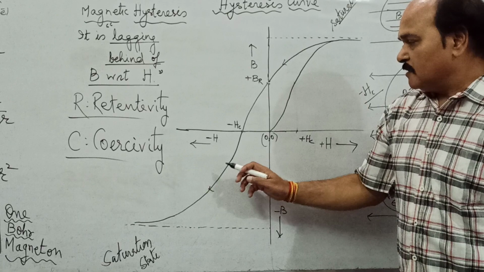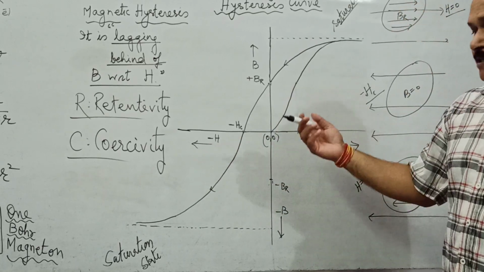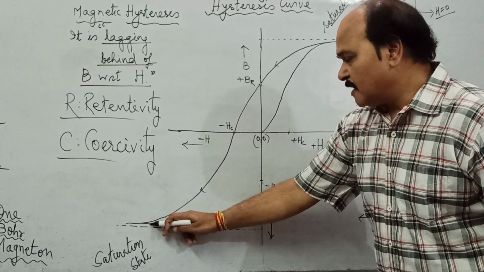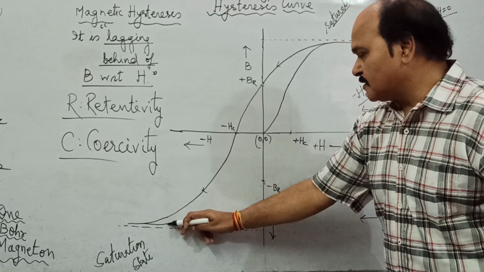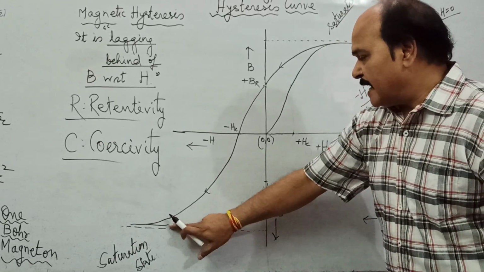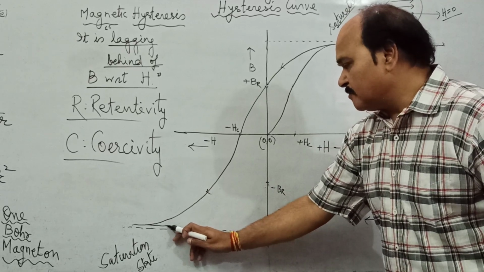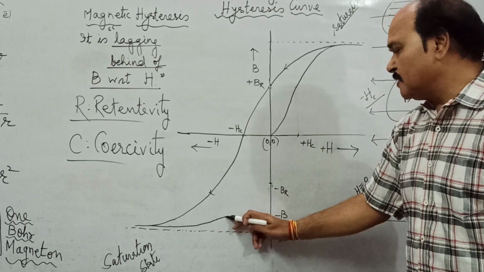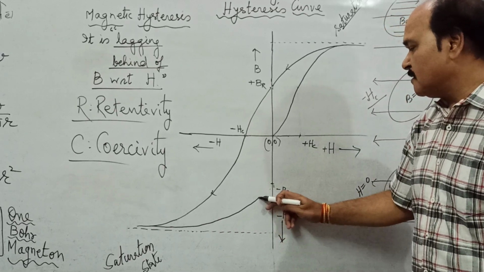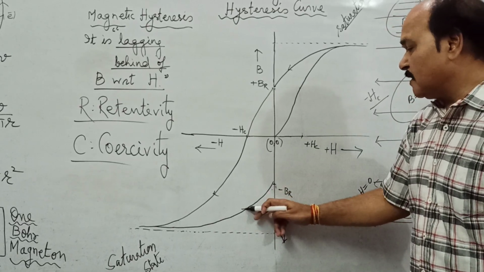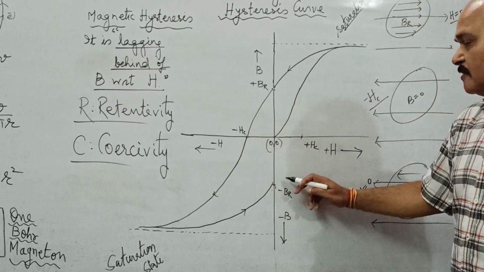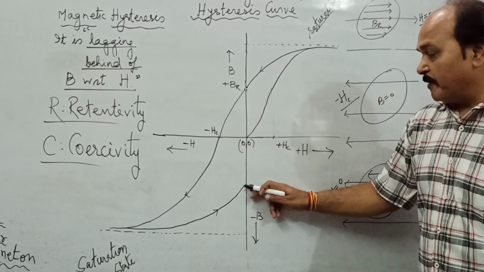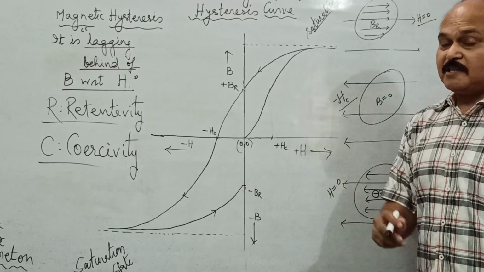If we decrease the value of H in the opposite direction, the magnetic induction decreases, and again we see magnetic hysteresis. The value of H decreases, B of course decreases. But even if this H becomes 0, B doesn't become 0. So this field, which is minus Br, is a retained magnetic field in the substance.